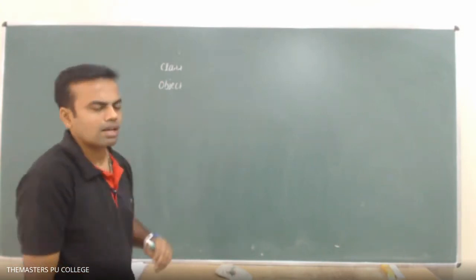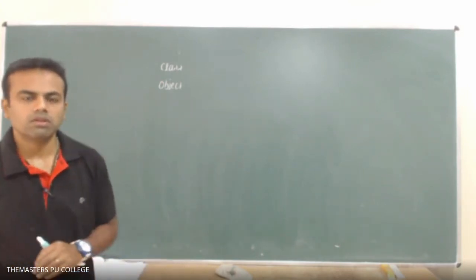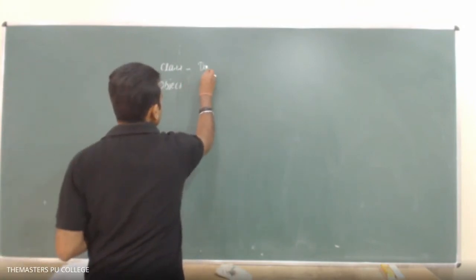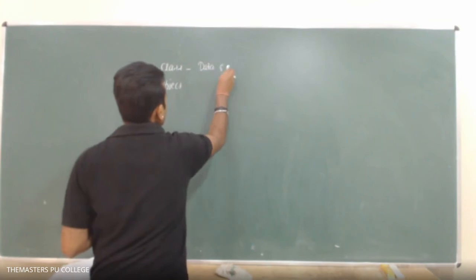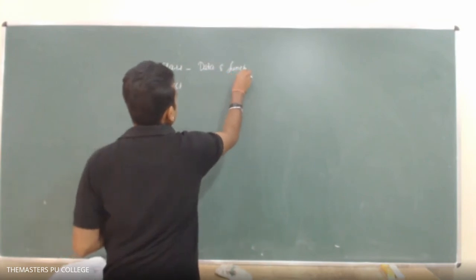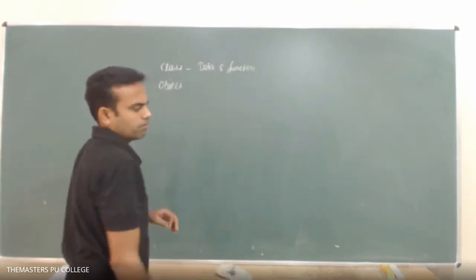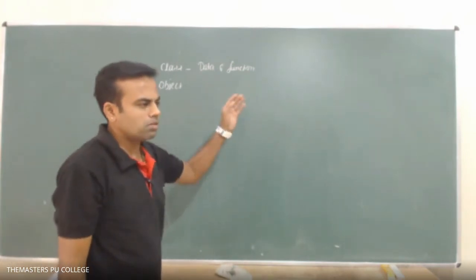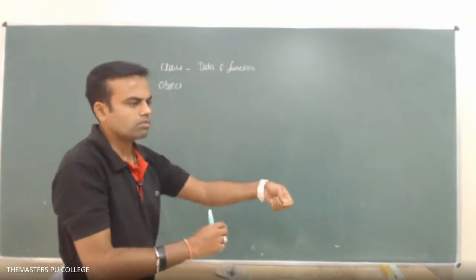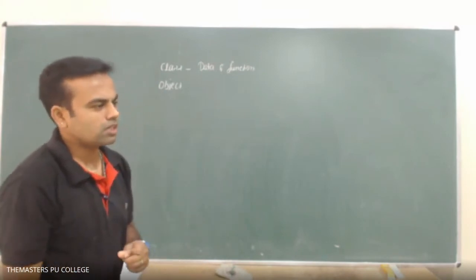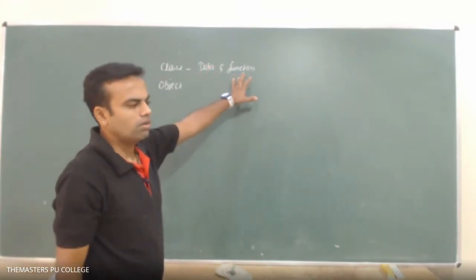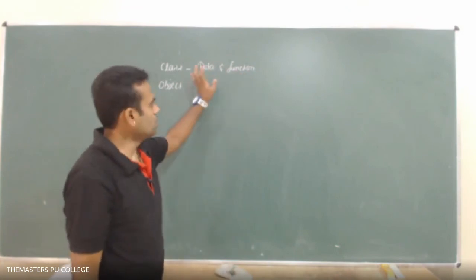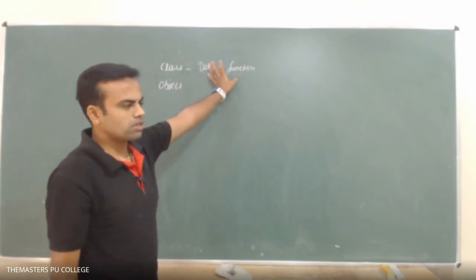So what do you mean by class? This class combines two concepts, that is data and functions. What do you mean by data? Collection of raw facts and figures. Function is nothing but what that element will perform. Data will perform tasks. So it combines both the features of data and function.